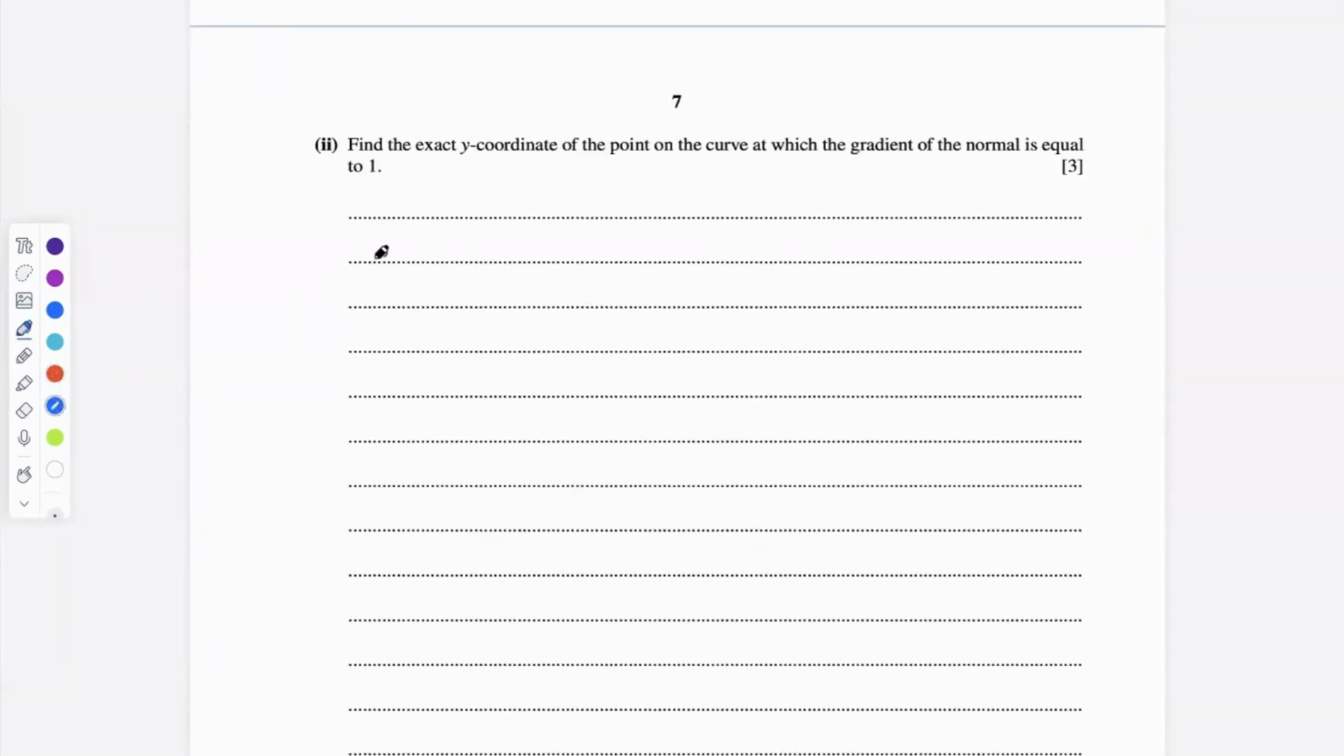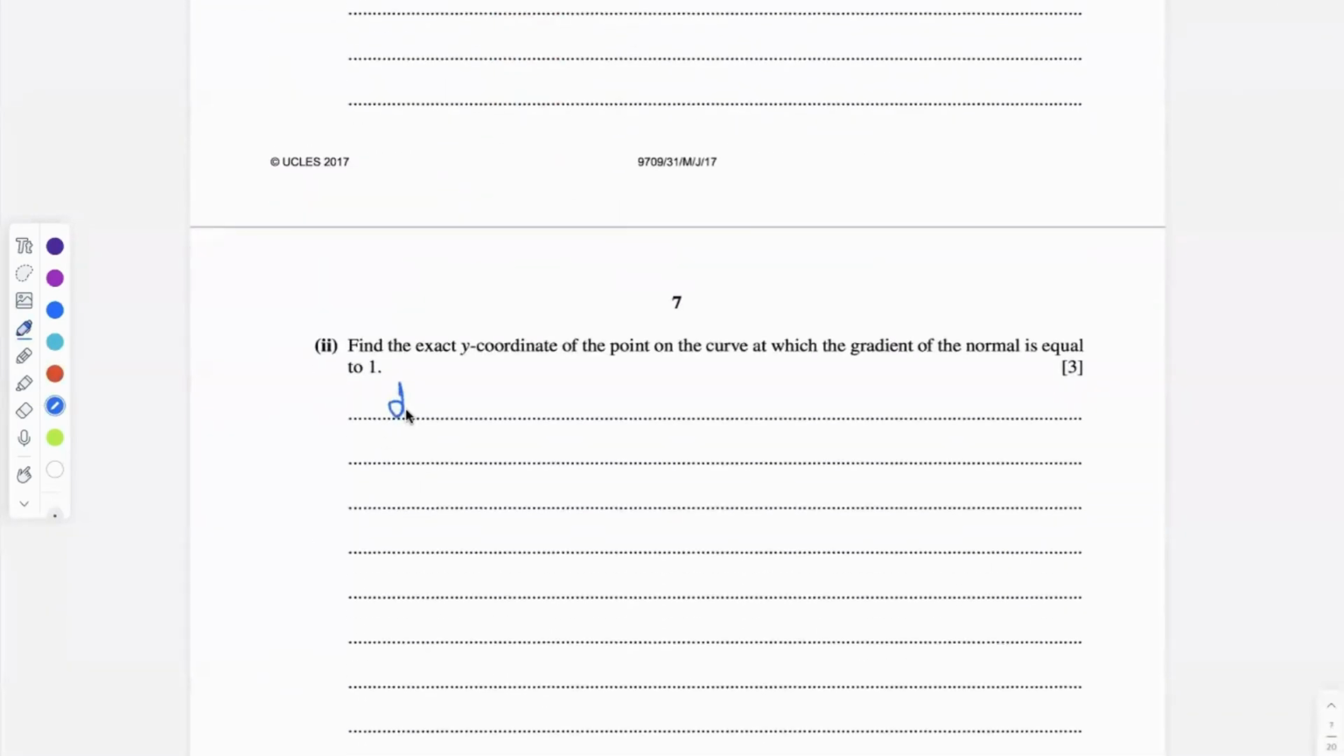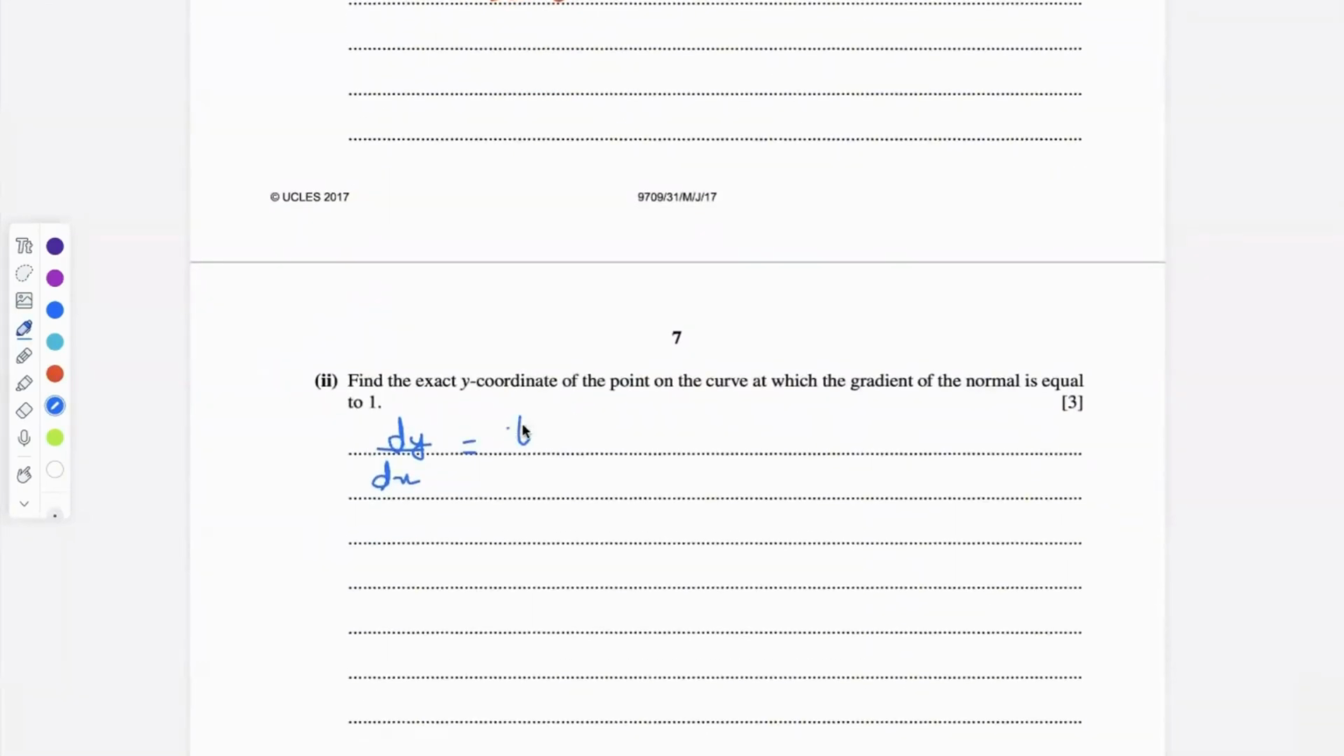In part 2, we have to find the exact y-coordinate of the point on the curve at which the gradient of the normal is equal to 1. Now, we know that dy/dx in the first part was tan squared minus 2 divided by tan theta.